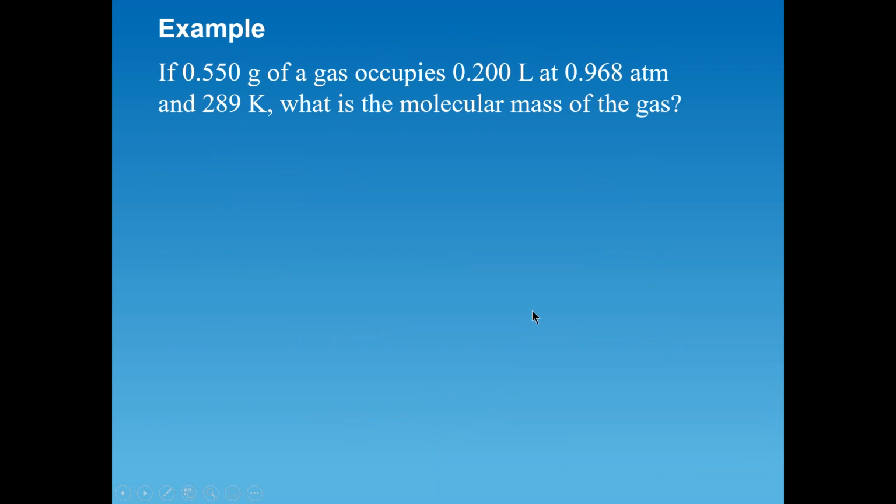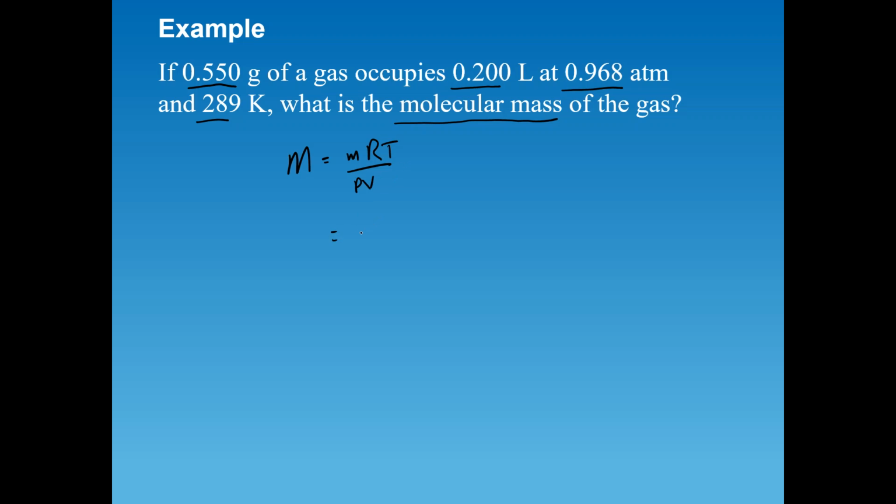Okay, so here's an example of a question involving the use of this equation. In this question, they gave you the mass of the gas, the volume, the pressure, and the temperature in Kelvin. And the question is asking for the molecular mass of the gas. So the equation, of course, is uppercase M equal to mRT over PV, all right? So all we have to do is plug the numbers in.